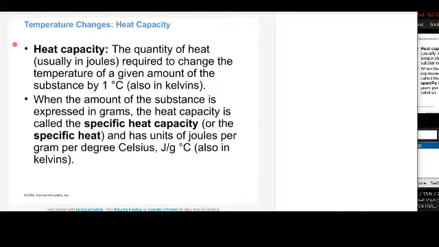Okay, so heat capacity. Heat capacity is definitely something that I'd like you to have a gut feeling for. I can't remember if we've already started to look at this, but if we haven't, well, if this sounds familiar, then that's okay too.